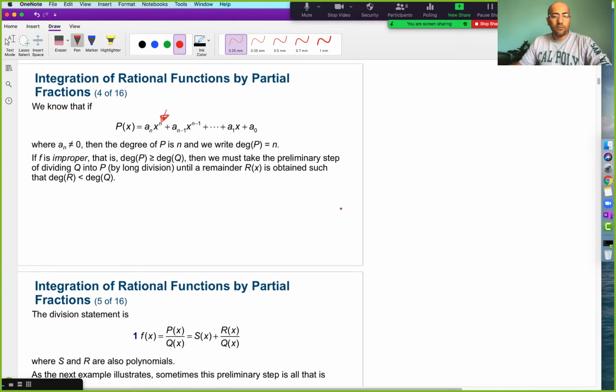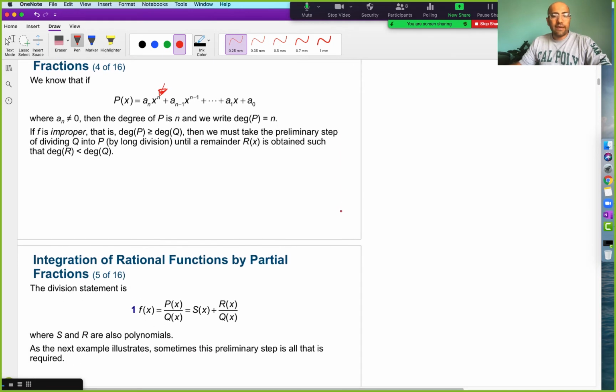No? So once we divide them, then we can write any fraction, any rational function, this way, where we have some sort of polynomial there, plus the remainder over the divisor. Good. That's all this is saying.